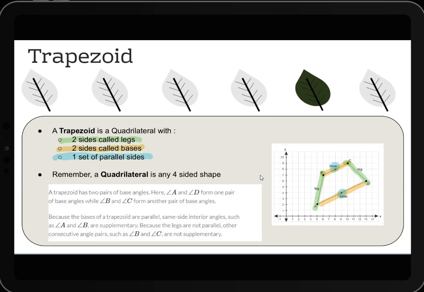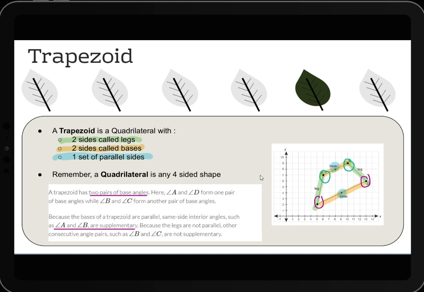Now, having said that, recall that a trapezoid is going to have two pairs of base angles. We can see using pins here, we have angle B and C, and we have angle A and D. Those are base angles to each other, of course. And with that being said, the same side interior angles are going to be supplementary from A to B and from C and D as well.